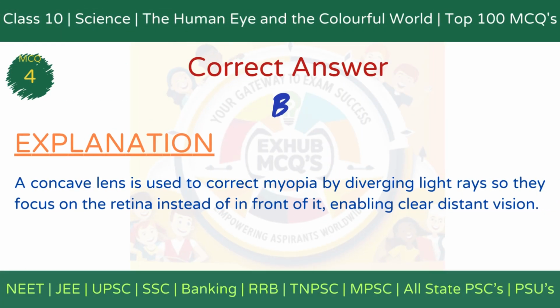The correct answer is option B, concave. Explanation. A concave lens is used to correct myopia by diverging light rays so they focus on the retina instead of in front of it. This allows clear distant vision.